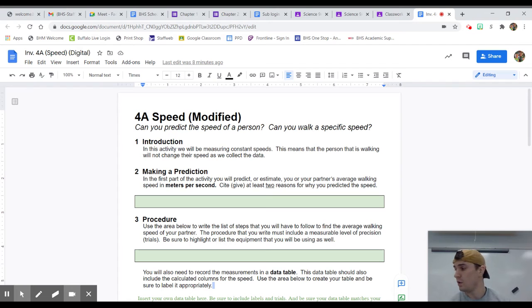I give you the goal. Okay. Your goal is to calculate how fast you or a partner can walk. Okay? And once you have that goal, you got to figure out how to do it. And I'm not going to tell you. I will ask you some questions here that will kind of help you out with that, but I'm not going to tell you how to do this.